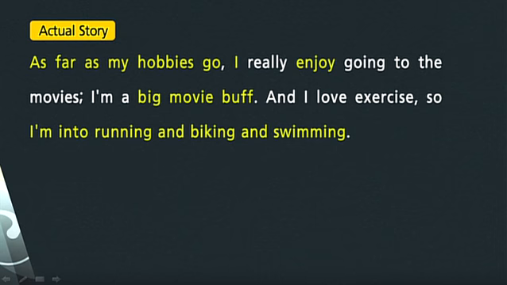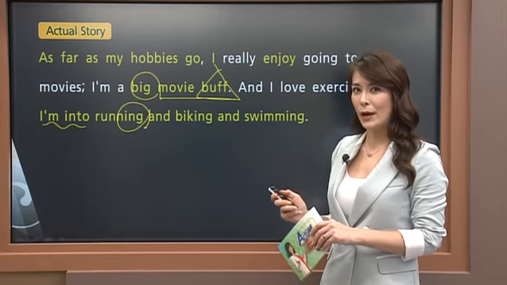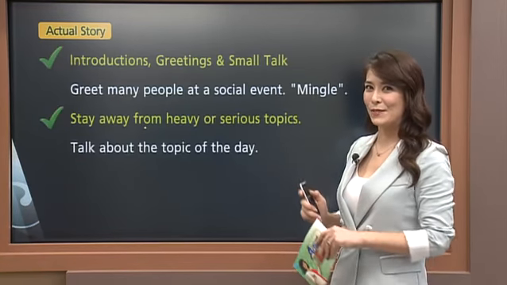And also, he mentioned, "I am a big movie buff." A big movie buff means a person that really, really enjoys movies. You're crazy about movies. And he says, "and I love exercise, so I'm into running and biking and swimming." So let's take a quick look at how you can actually make use of these patterns.